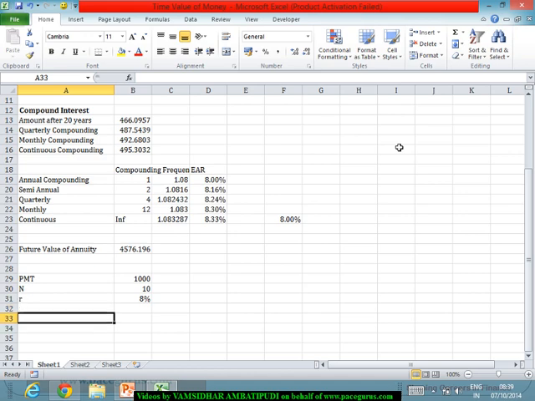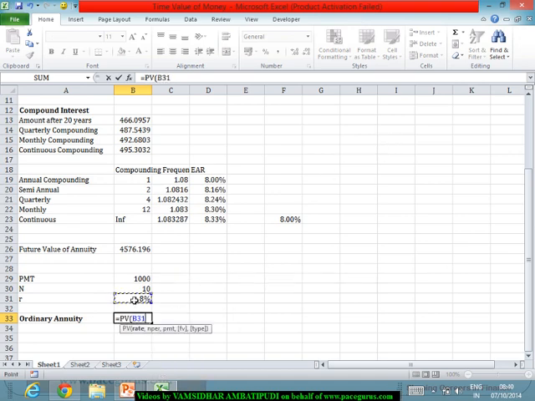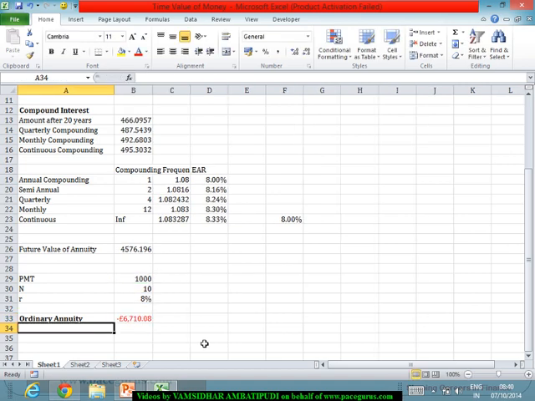Now, if it is a regular annuity or ordinary annuity, the present value comes out, with an interest rate of 8%, the number of periods being 10 years, and every period the amount being received is 1000. For end-of-period payments, like a regular annuity or ordinary annuity, the present value is somewhere around 6,710.